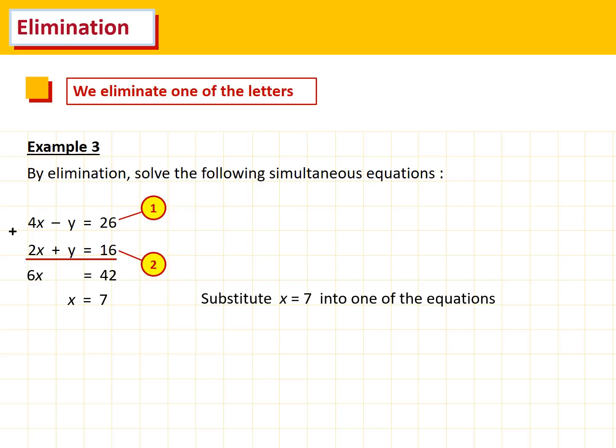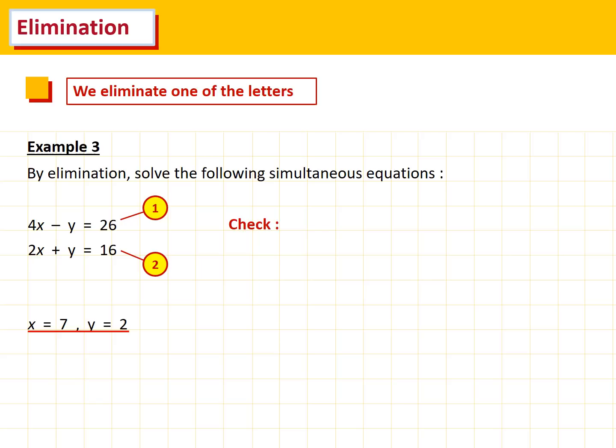So we substitute x equals 7 into one of the equations. I've taken the top one, so 4x becomes 4 times 7, which is 28. Subtract y equals 26. Y therefore must equal 2. And we take those two values and we stick them into our equations for a check.